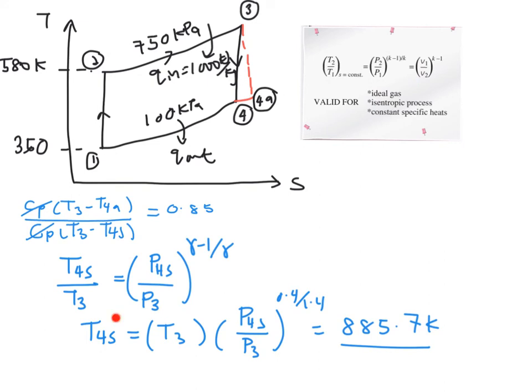So now you get your T4S, which is this one. You can plug it into your equation here, with the T3 that you obtained previously, and when you solve, you will get your T4A value, which finally is equal to 989.1 Kelvin. Alright.